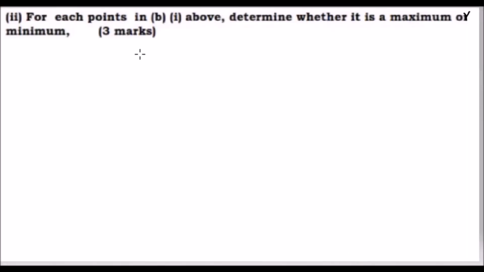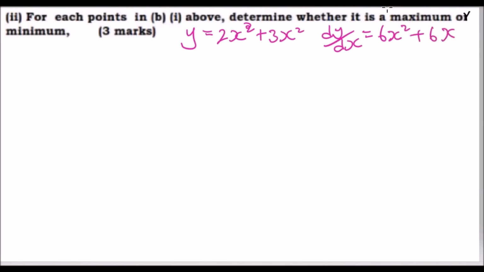So Roman number 2, we are told for each point in part B Roman 1 above, determine whether it is a maximum or a minimum. So what this means is we are required to find out. We already know our function is 2x cubed plus 3x squared. We also know our dy over dx is 6x squared plus 6x. So that is our function.